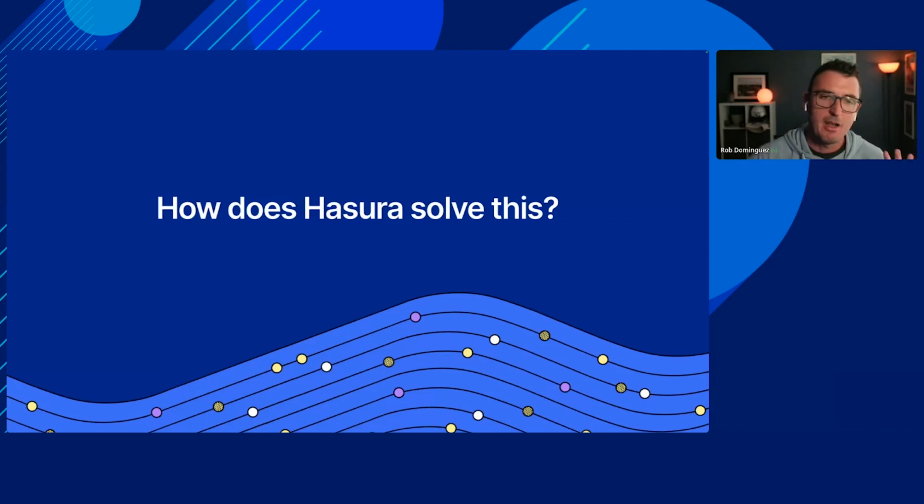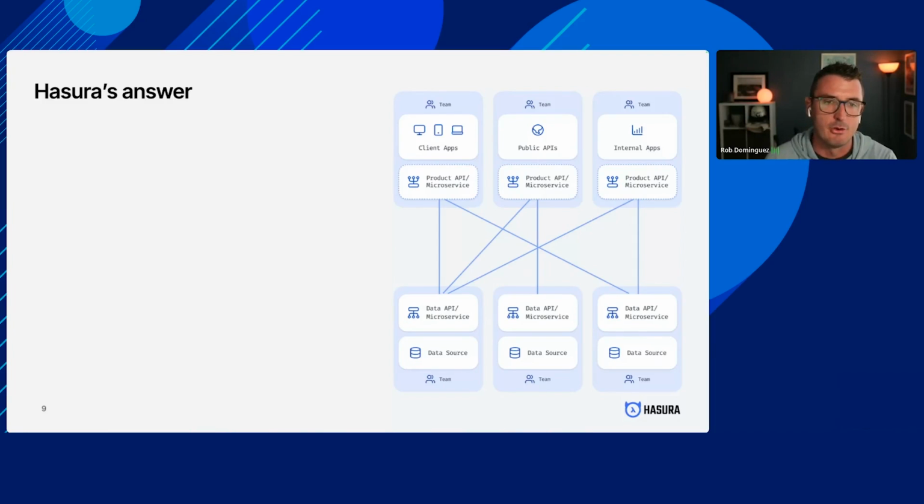So if we think about how Hasura solves this and how we bring in this concept of a data supergraph, this is really a diagram that kind of shows that 30,000 foot view that I had a second ago. So we can imagine across the top row here, we have all of the different really end user facing portions of whatever it is that we're working on, whether that be client applications for the actual customers themselves, public APIs that are consumable by anybody, or internal apps that are used within the company or the organization for monitoring and doing work, whatever they may be.